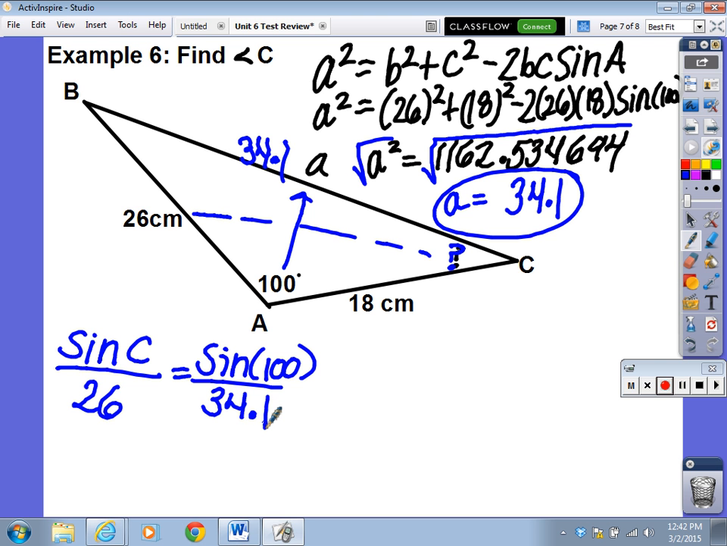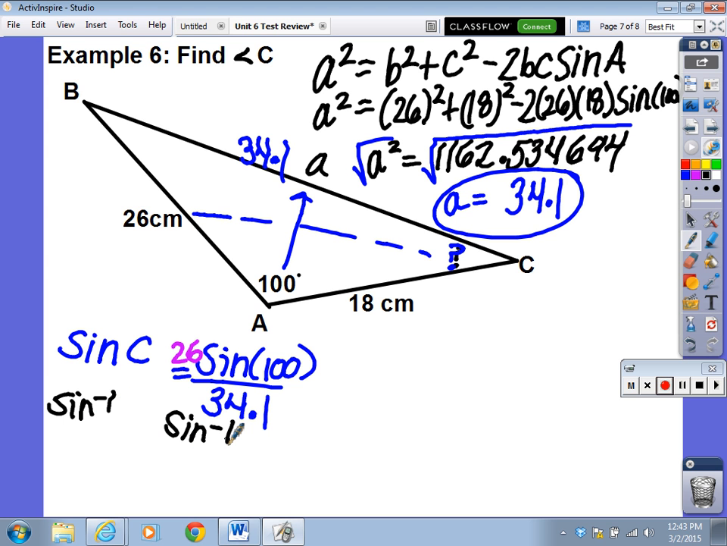Now we're trying to solve for C piece by piece. We'll cross multiply, multiplying both sides by 26, but it's going to divide out over here. I'm not going to multiply this through because then we'll just be redividing it. So we have sine of C is equal to 26 sine of 100 over 34.1. Is C alone yet? No. How do we undo sine so we can get C alone? The inverse of sine. Good. Sine inverse of both sides.